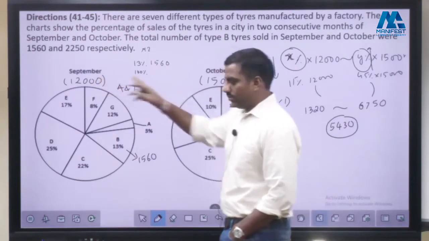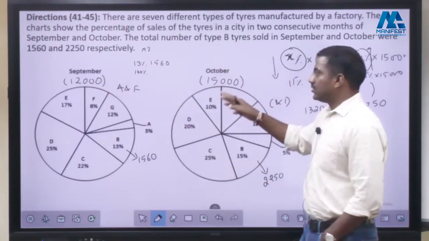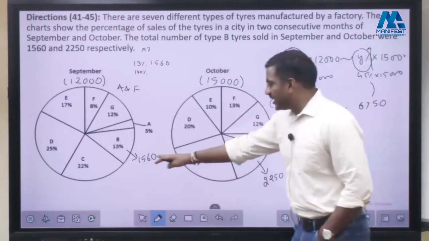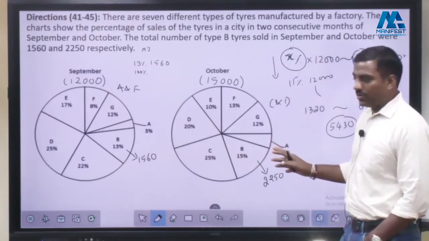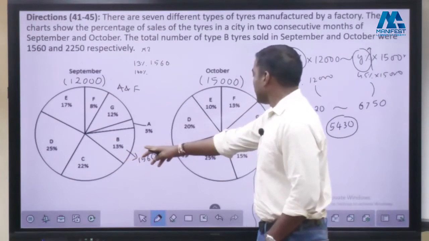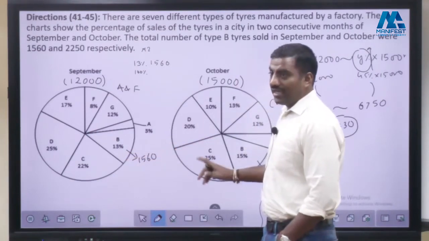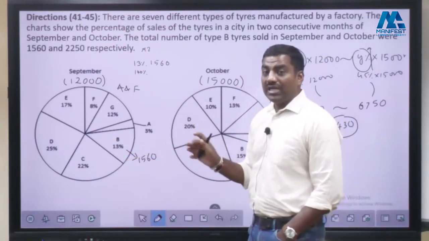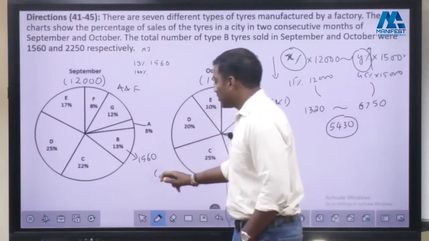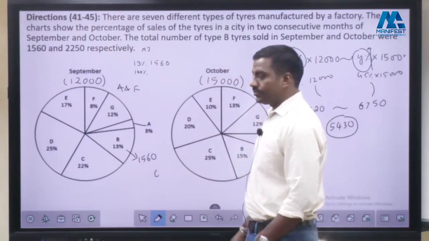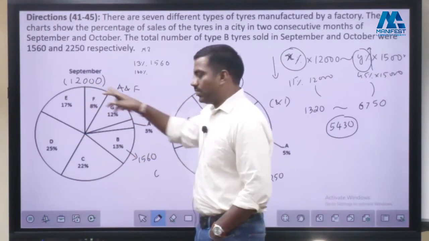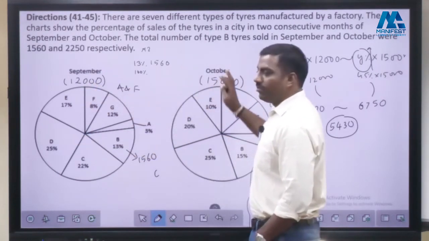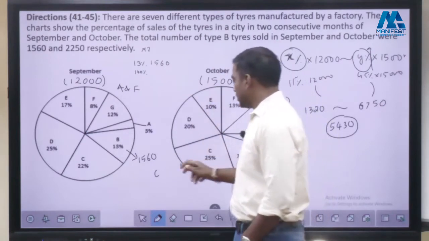Then 13% here. 13% of 12,000 and 15% of 15,000. They have given 1,560 here, 2,250. So there is no fall. Then coming to 22% and 25%. Yes, there might be a rise. We can suspect C. What about D? Yes. Bigger percentage of a smaller number, here smaller percentage of a bigger number. There is a chance. Let us see.